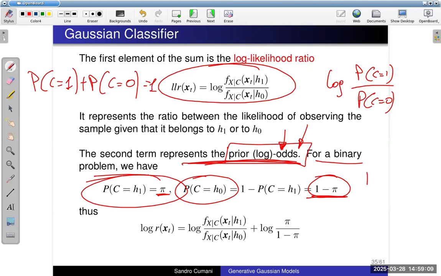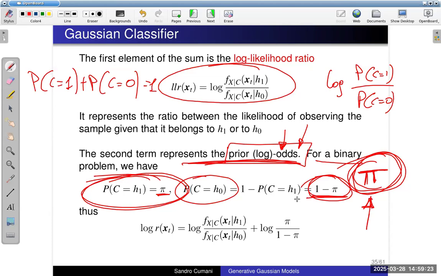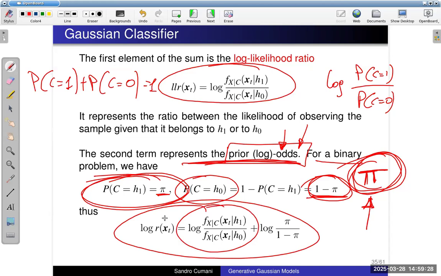So for a binary problem, we will describe the prior probability in terms of the probability of class 1, typically the true class, the one that is on top of the numerator. And then the other class will have a probability 1 minus pi. So we can express our log posterior ratio as a sum of a log likelihood ratio that depends on class conditional likelihoods plus the prior log odds that depends on the application prior probability.